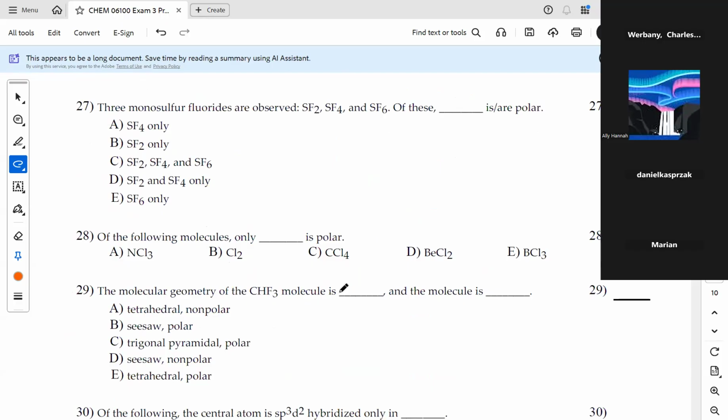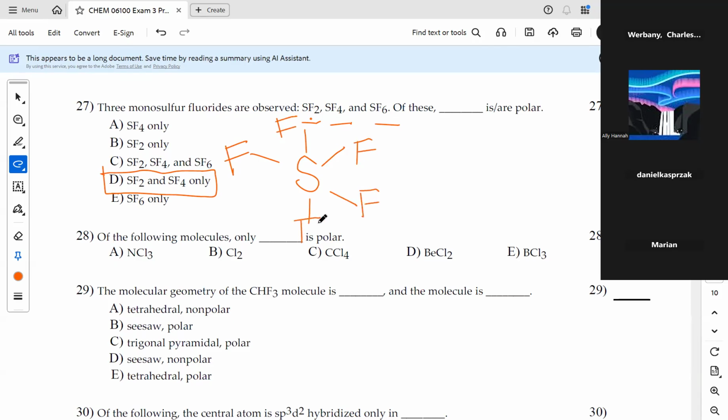Monosulfur fluoride. Monosulfur means there's only 1 sulfur, but we have variations in our number of fluorines here. Of these, how many are polar? We would have to do our Lewis structure for each of these to confirm, but I'll give us a hint that these 2 will end up being polar. We've seen SF6 before in class, so I'll redraw that one quickly.